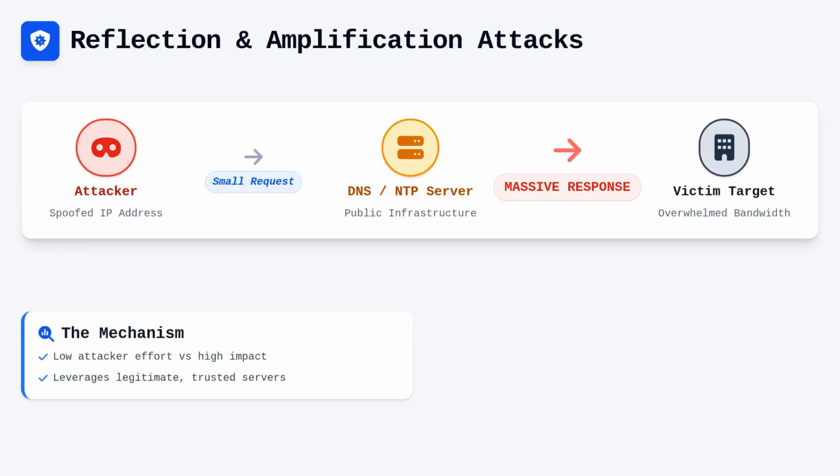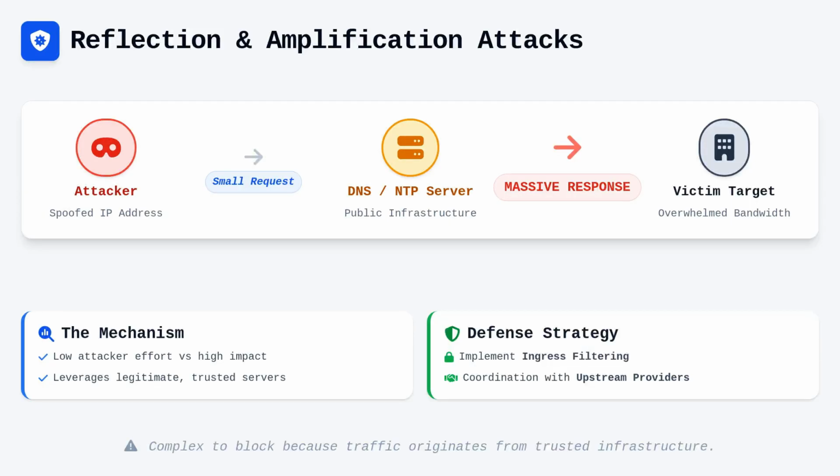The attacker consumes only a small amount of their own bandwidth while the victim is bombarded with a massive stream of traffic from legitimate servers. Because the traffic comes from trusted, well-known infrastructure, blocking it without disrupting regular operations is exceptionally complex. Effective defense here often involves ingress filtering and coordinating with upstream providers to block spoofed packets before they reach your network perimeter.